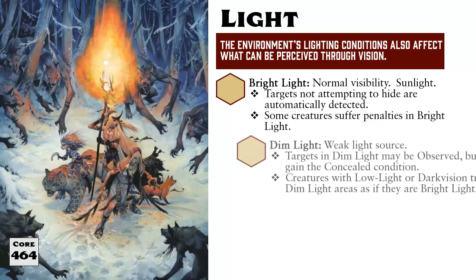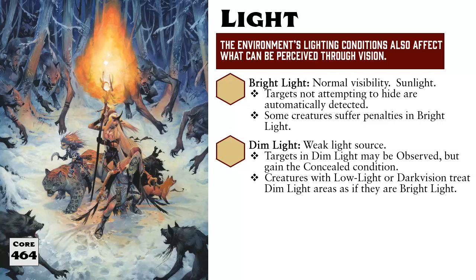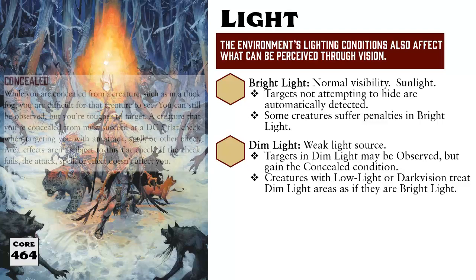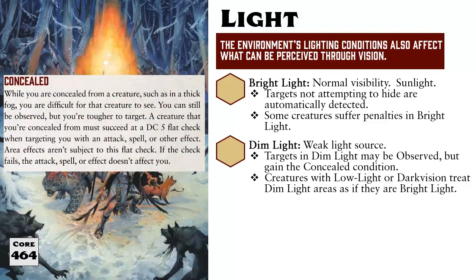Dim light is an area that has illumination provided by a light source that is weaker than bright light. Candlelit rooms, a clear night sky with a full moon and stars out, and standing 30 feet away from a lit torch are all examples of dim light conditions. Creatures and objects in dim light can be observed but have the concealed condition unless the creature observing them has a way to overcome poor lighting.